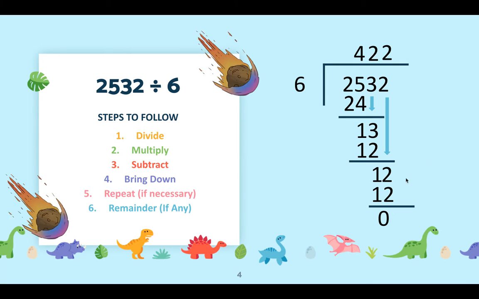And keep in mind, if you were to get an answer that has a remainder and you don't have any numbers left to bring down, that is just our remainder. So let's say if our problem had a 3 at the end as a leftover, we would just put 422 and then the R, which stands for remainder, R3. That tells us that we have a remainder of 3.